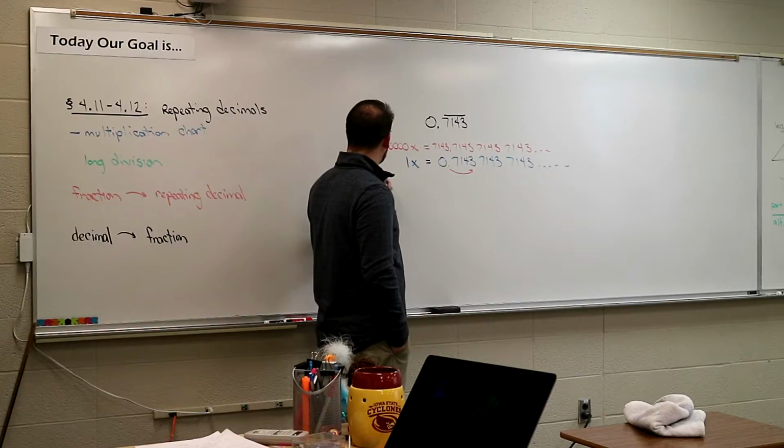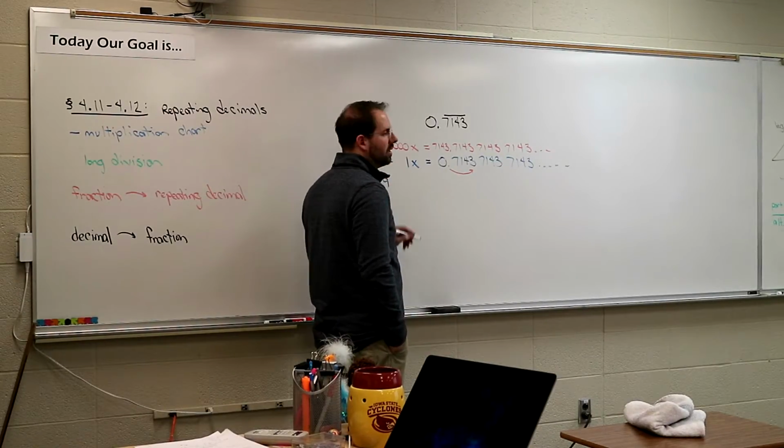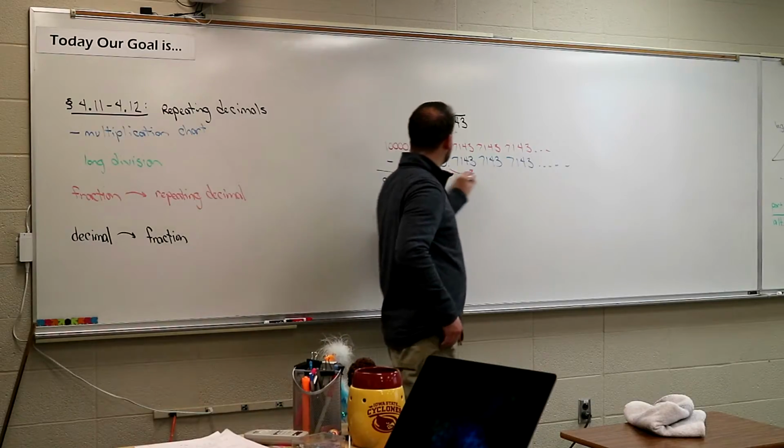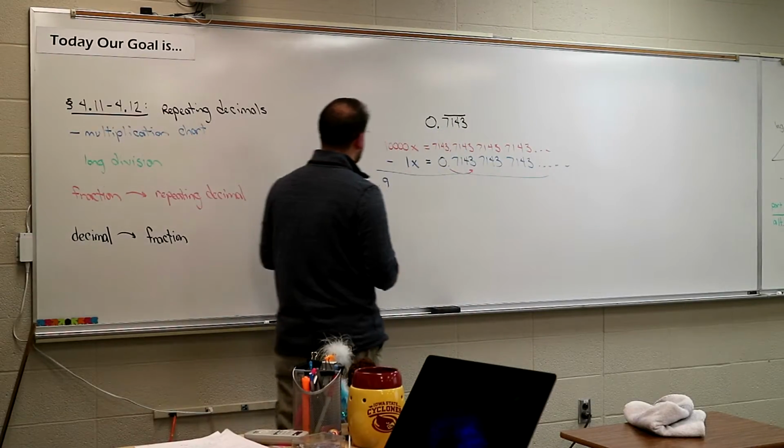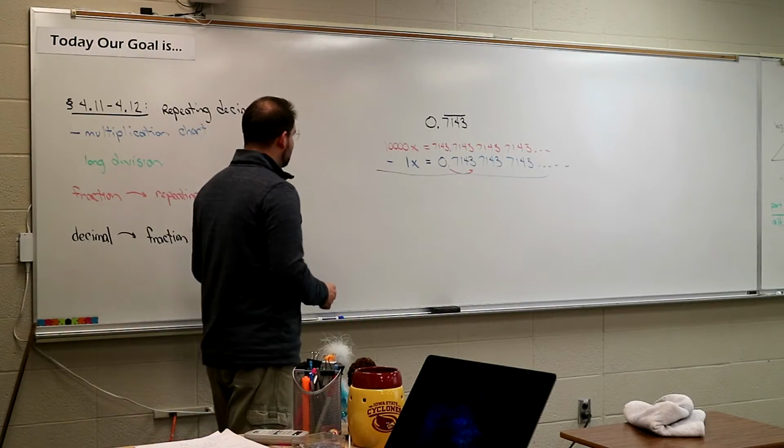9,000, keep going. Wait, what? 10,000 minus 1. Wait, what? 10,000 and you're subtracting 1. Yeah. So what do you get? 10,000 minus 1.